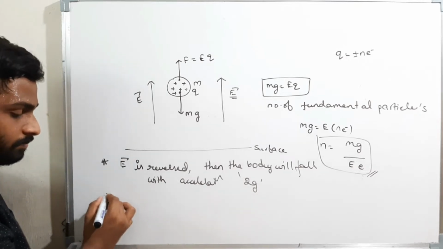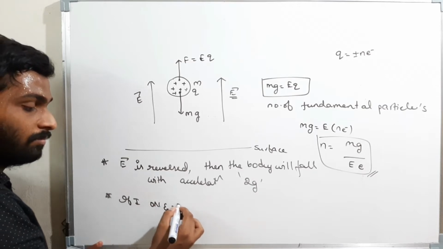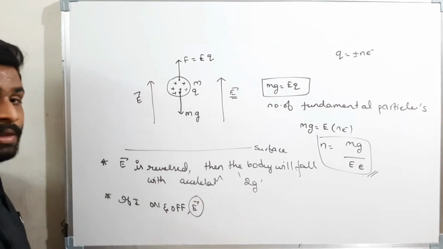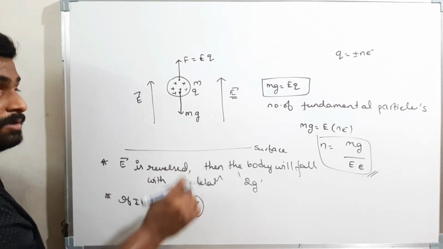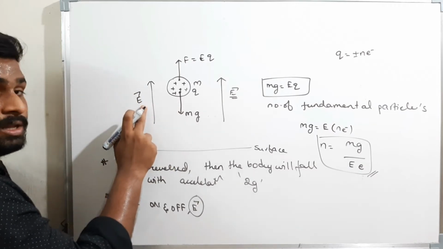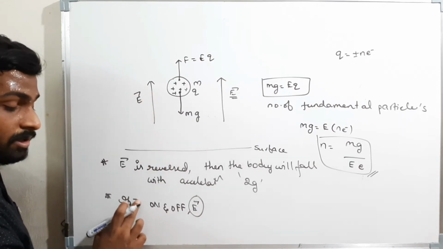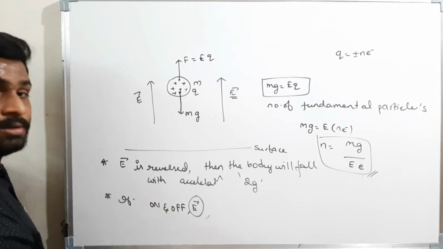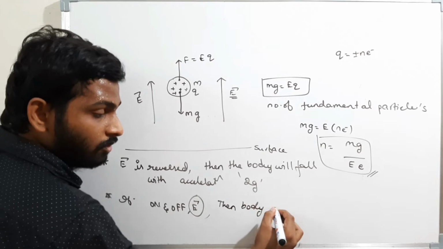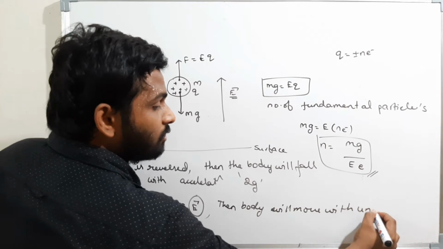Okay, now the next one. If I switch this electric field on and off, that means for 1 second the electric field is there, and for 1 more second the electric field is not there, again for 1 second the field is there, and again for 1 second it is removed, then the body will move with uniform velocity.